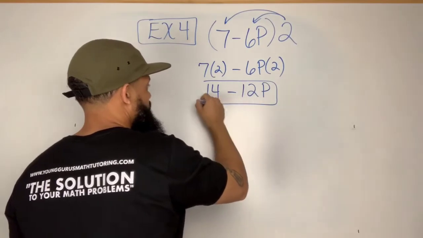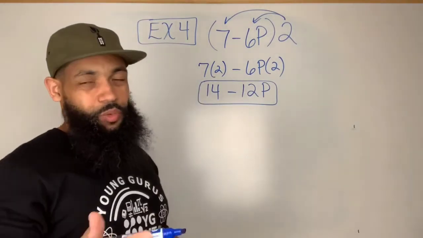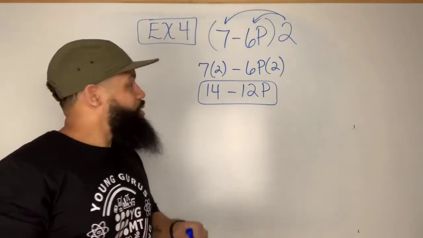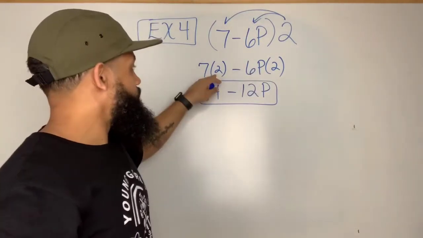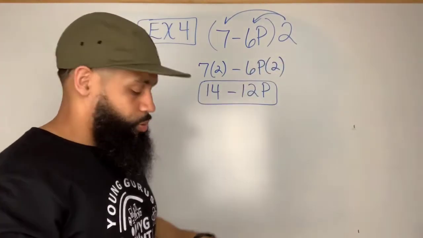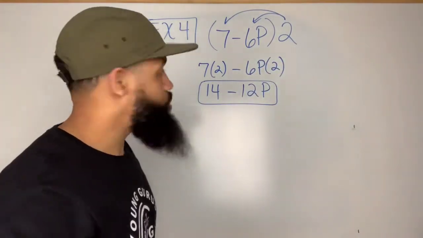12p. Alright? And there's other ways we can write this. Remember, multiplication is commutative. So I could have said 2 times 7 minus 2 times 6p. But I want it to look like the setup up here. Okay? So we still are using the distributive property.